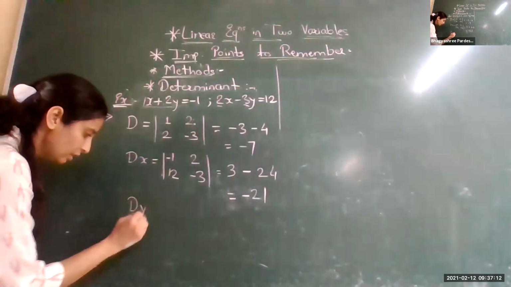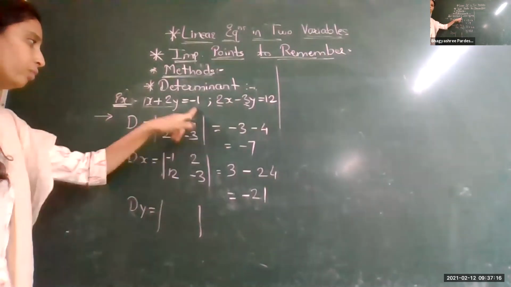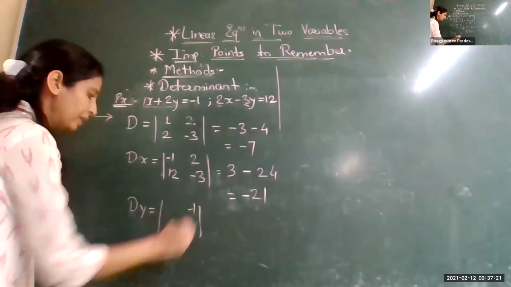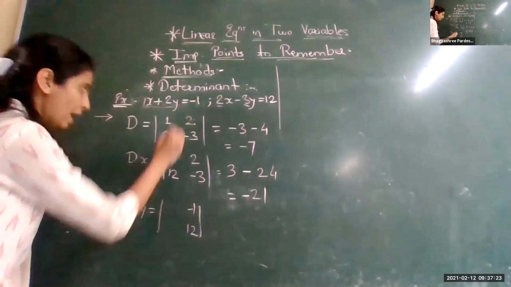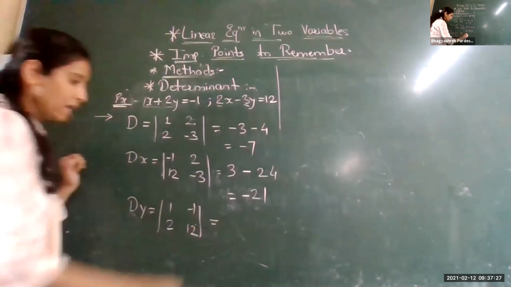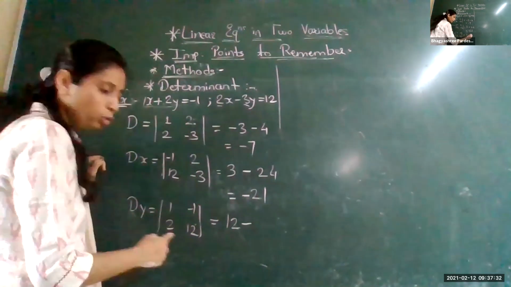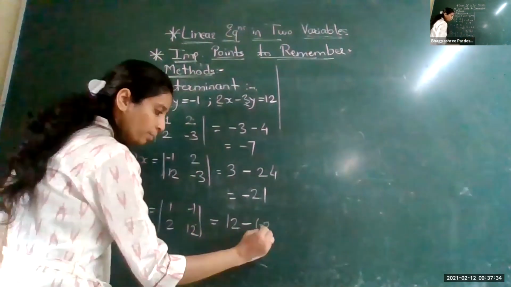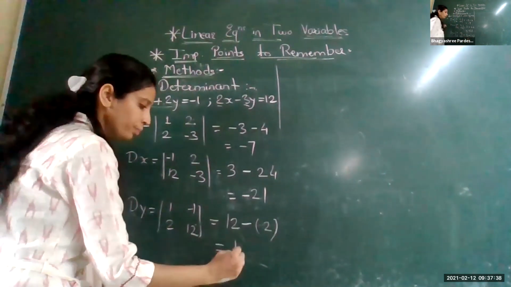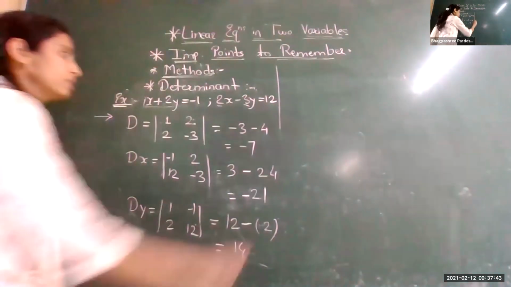Next is Dy. So for Dy, instead of the coefficients of y, write there the constants, that is minus 11, 12, and the x coefficients will remain as they are. 12 ones are 12, minus 1 into 2 is minus 2. So this minus, plus 12 plus 2. So we have got D, Dx, and Dy. And the rest is the easiest part.